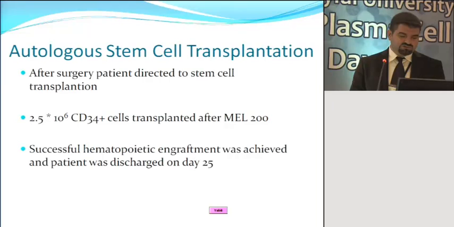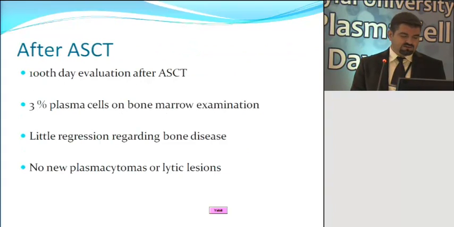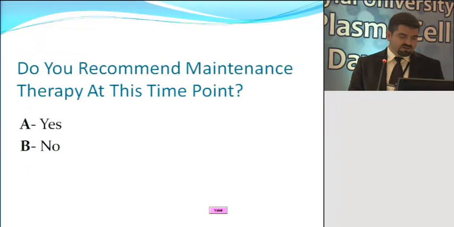After surgery, patient directed to stem cell transplantation, 2.5 million cells transplanted after MEL 200. Successful hematopoietic engraftment was achieved and patient was discharged on day 25. At 100th day evaluation, 3% plasma cells on bone marrow examination, little regression regarding bone disease, and no new plasmacytomas or lytic lesions. Do you recommend maintenance therapy at this time point?